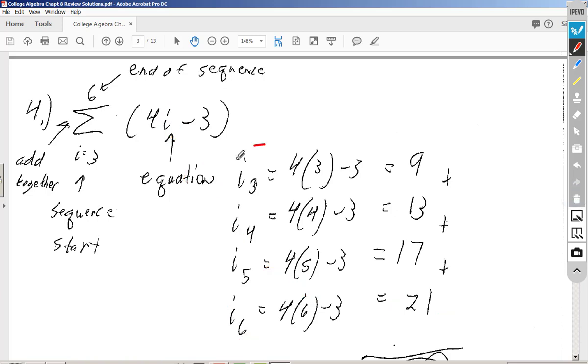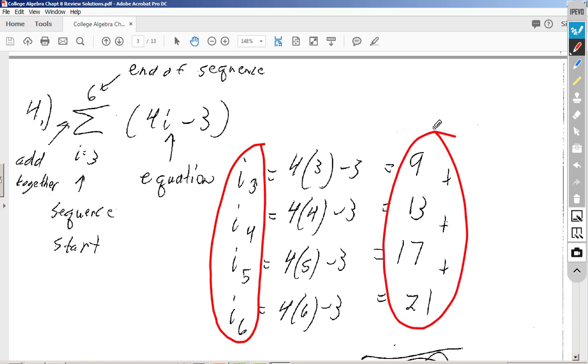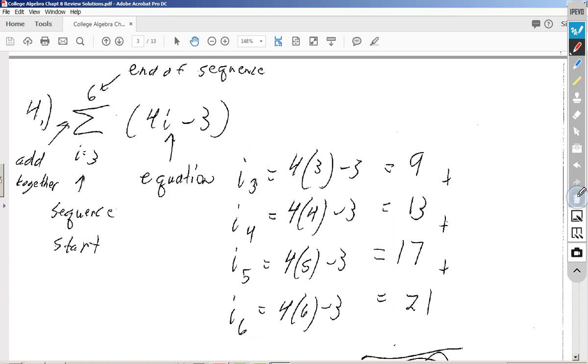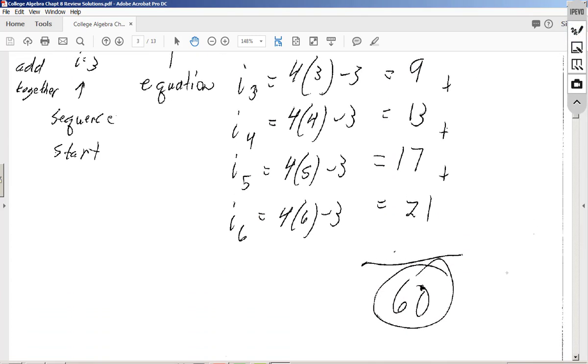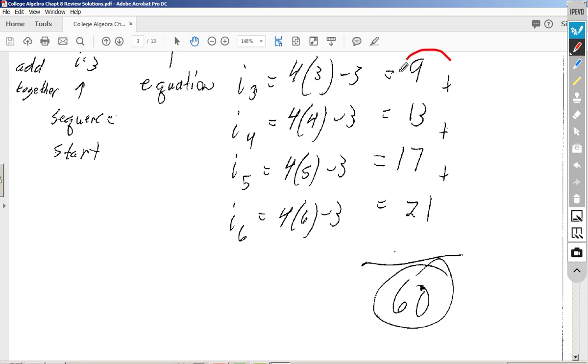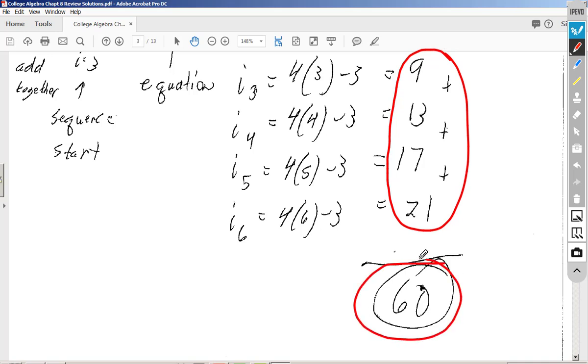So now that I've found all of my answers for i sub 3, i sub 4, i sub 5, and i sub 6, the last thing I need to remember is that this little summation symbol means add them all together. So all I have to do is take my answers and add them together. So here's 9 plus 13 plus 17 plus 21. 9 and 13 is going to be 22. 22 and 17 is going to be 39. And then 39 and 21 is going to be a total of 60. So the answer to this summation, the summation of i equals 3 to 6 of 4i minus 3, is D, which is 60.